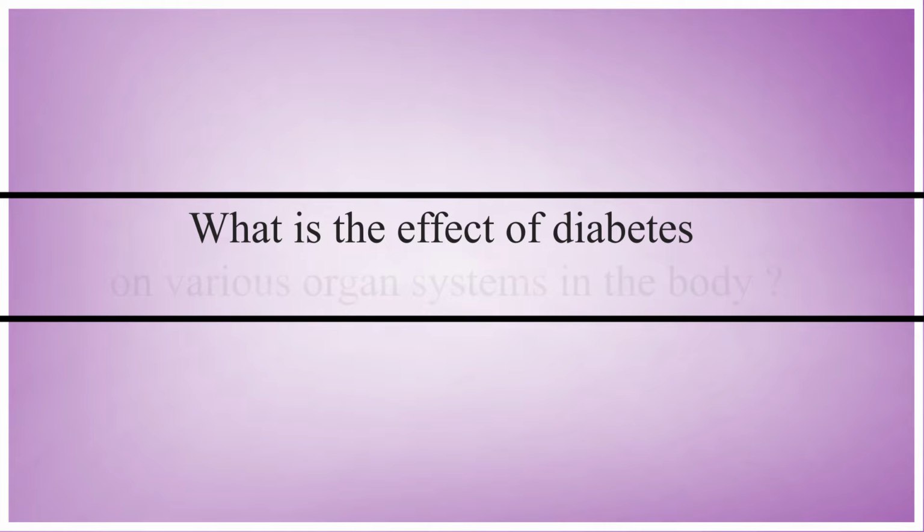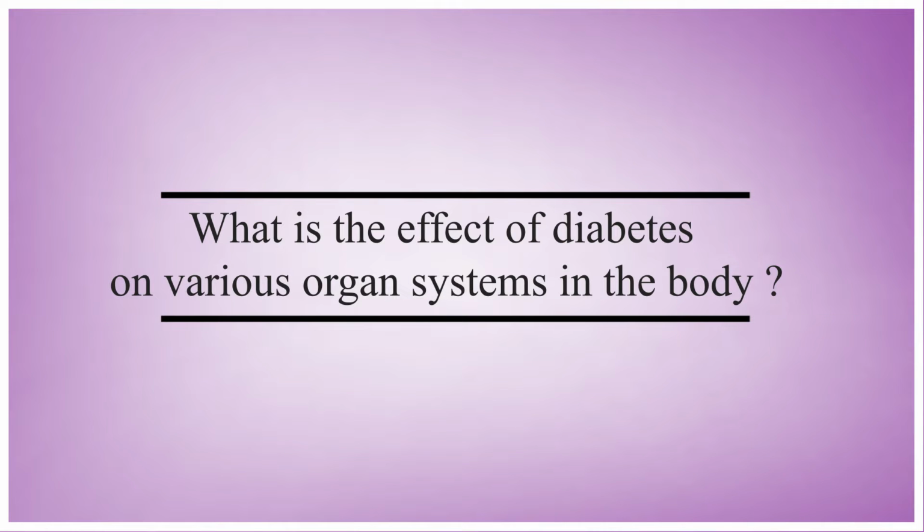What is the effect of diabetes on various organ systems in the body? Diabetes should always be controlled. Otherwise, it has its deleterious effects on all the organ systems. Especially uncontrolled blood sugars affect each and every organ system in the body, be it eyes, kidney, heart, or the nerves. That is the reason strict control of diabetes is very important to avoid these complications.